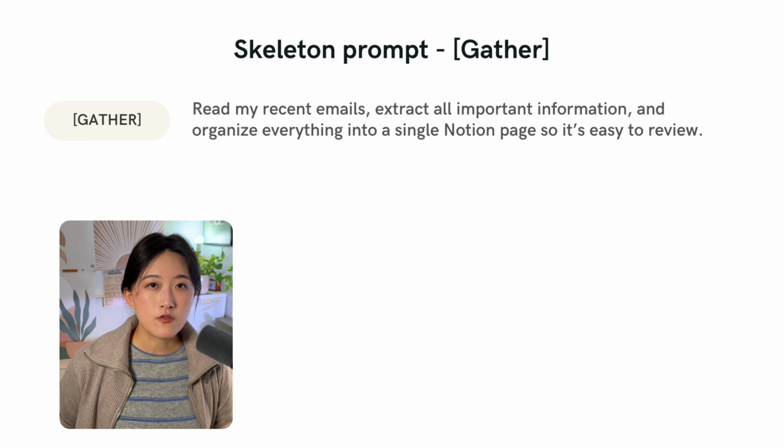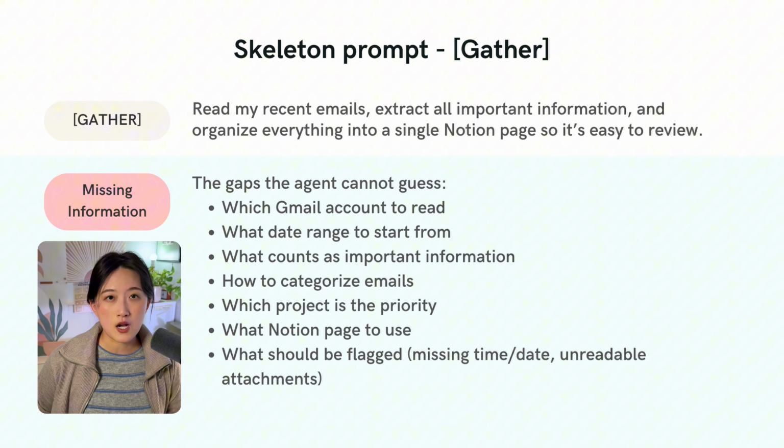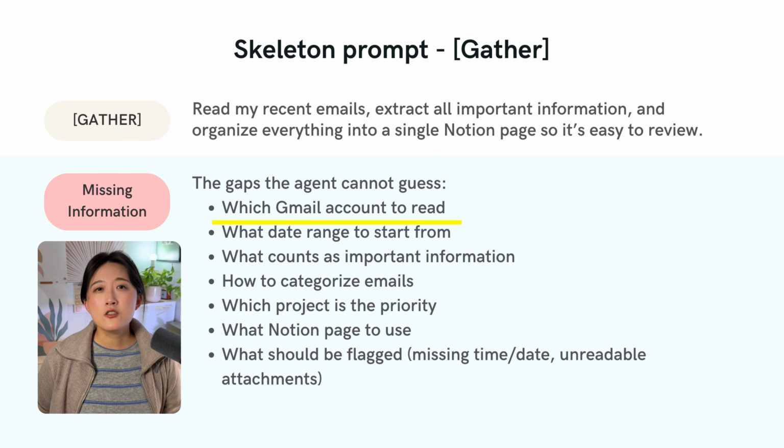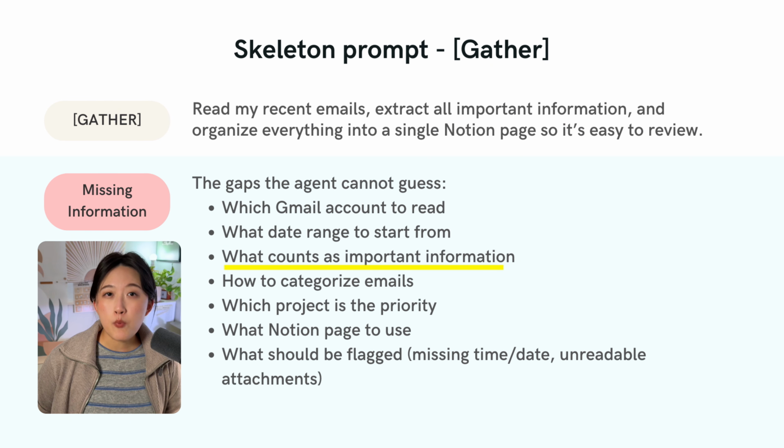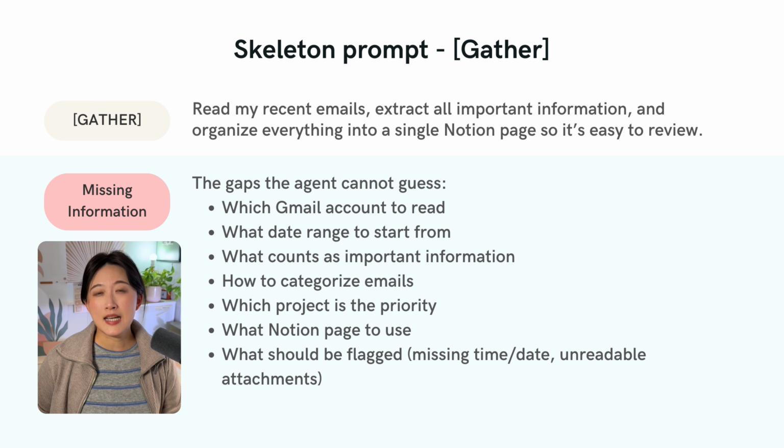Start with the gather phase. When you look at the skeleton prompt, there are a few gaps the agent simply can't fill on its own. It doesn't know which Gmail account to read, what date range to start from, how you define important information, how to categorize emails, which project is your priority this month, or what Notion page to use. All of these missing details will make the agent guess. And when an agent guesses, the workflow becomes unreliable.